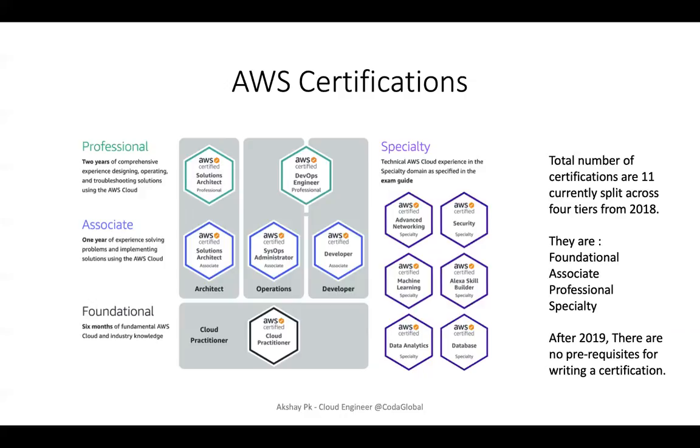After 2019, there was actually no prerequisite for writing a certification. You could be a novice and just study for 3 or 4 months for a specialty certification, and you can directly go ahead and crack it based on your experience in the market. So you don't need to do a foundational cert in order to do an associate, a professional, or a specialty. That criteria was removed. And it's a total of around 12 certifications right now. I think it's 12. Yeah, it's 12 certifications right now from March 2020 onwards. In the year 2018, they had 11 certifications.